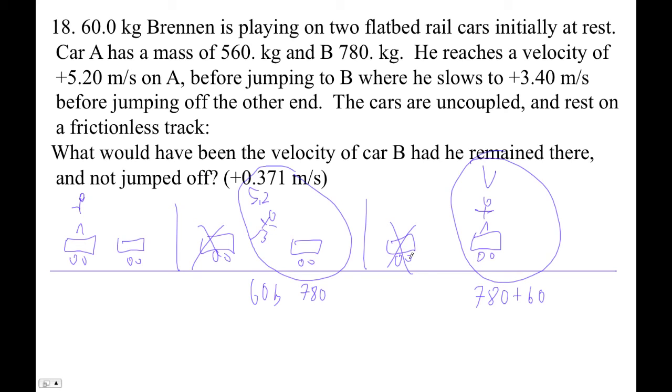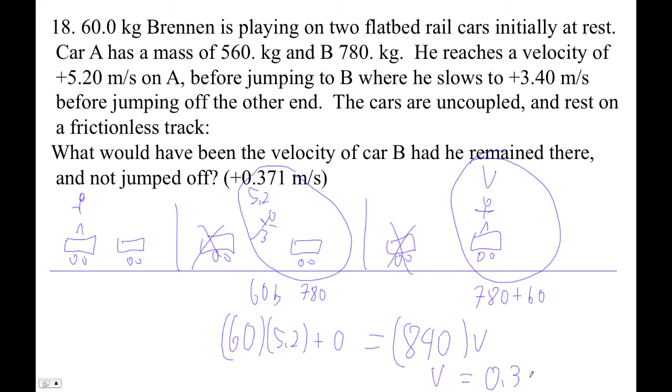It doesn't matter. Okay, so I'm going to go 60 times 5.2 plus 0. The cart's not moving before he lands on it, right? 780 plus 60 is 840 times V. That's simple, it's like bullets sticking in a block of wood. It's the same problem, right? So 60 times 5.2 divided by 840. And that velocity is 0.3714 meters per second.